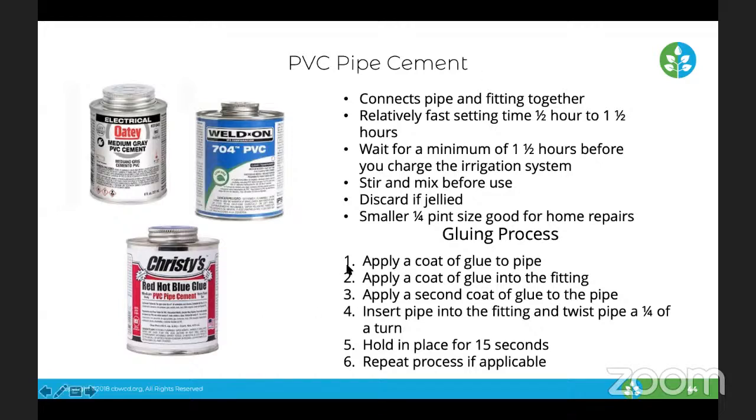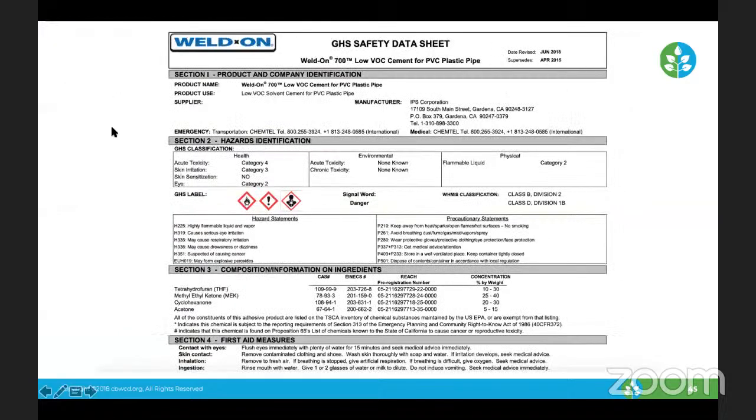So the gluing process: apply a coat of glue to the pipe, a coat of glue to the fitting, a second coat of glue to the pipe, insert the pipe into the fitting, do a quarter turn twist, hold for 15 seconds, and repeat the process if applicable. Before I go to the videos and the step-by-steps on how to do that, I wanted to cover the data for the gluing cement and the primer as well. This is the safety data sheet. It tells us a little bit about the glue itself.